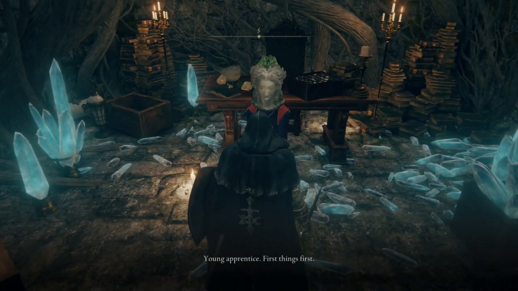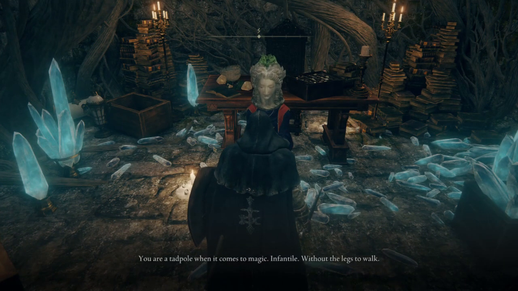Young apprentice. First things first. You are a tadpole when it comes to magic. Infantile. Well, you don't have to be so harsh on me. We're like having like 10 of 10. To become a sorcerer, first, you must face your ignorance.